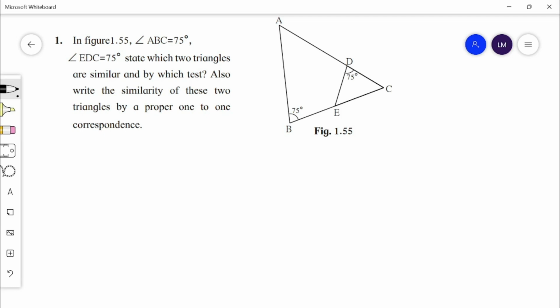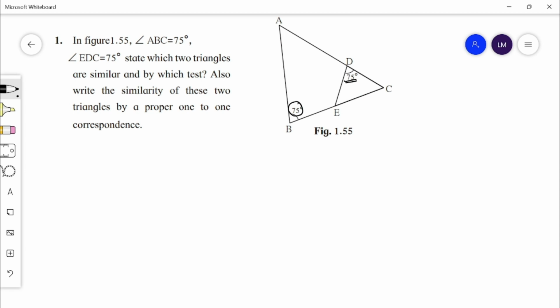In figure 1.55, angle BAC is equal to 75 degrees. Next, angle EDC is equal to 75 degrees. State which two triangles are similar by which test. Also write the similarity of these two triangles by a proper one-to-one correspondence.